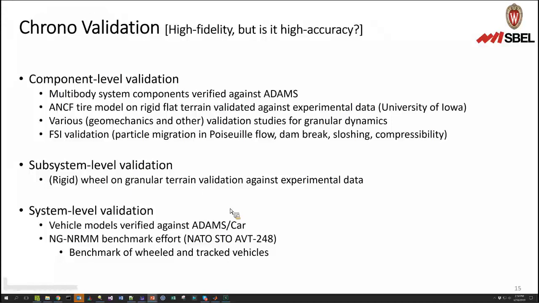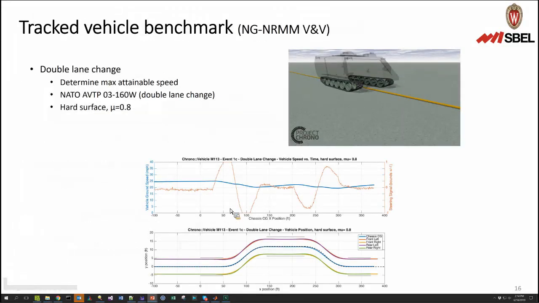I'm going to spend probably 3 minutes talking about the system level validation. We did it through a NATO benchmark test, a process that we participated in, and the validation was both for wheeled and tracked vehicles. Here, what I'm showing is for tracked vehicles. I'm not going to get into details, but there was a double lane change maneuver that we validated against.